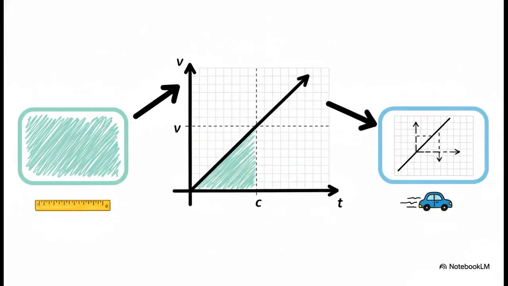Let's put it all side by side so it's crystal clear. On the left, you have area. What does it represent? Displacement. How do you calculate it? Velocity times time. What are the units? Meters. Now, on the right, you have slope. What does that represent? Acceleration. How do you calculate it? The change in velocity over the change in time. And the units? Meters per second squared. Two totally different things from the same graph.